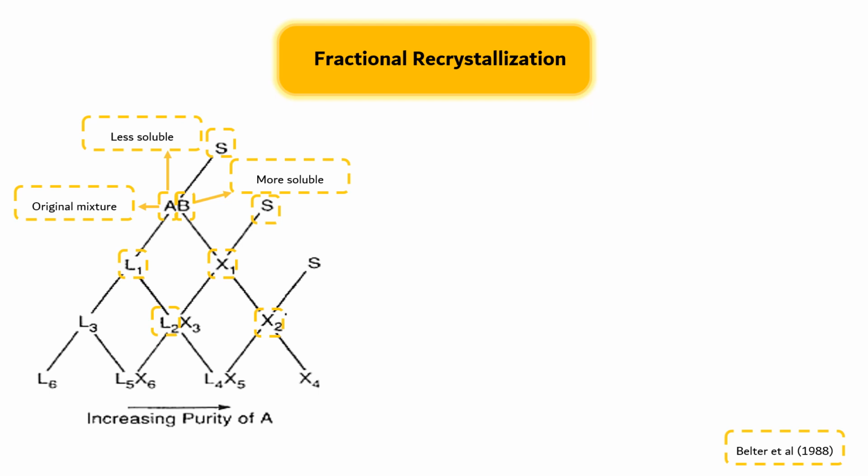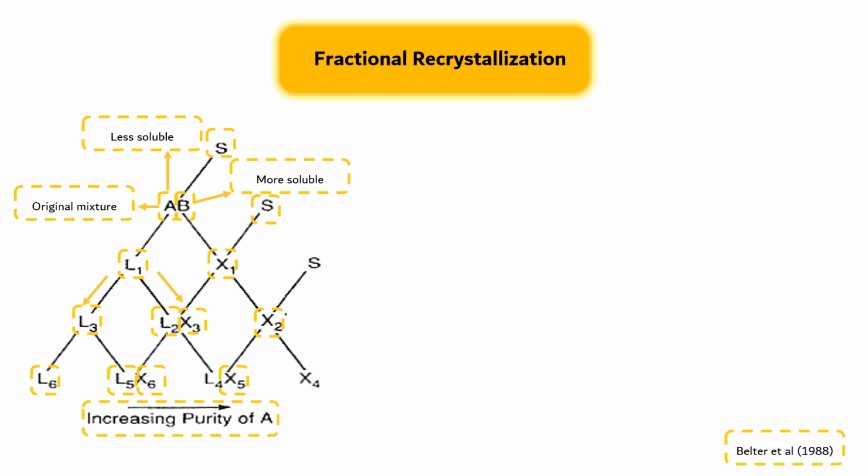Stripping of additional A from the mother liquors is accomplished by other applications. The liquor L1 is concentrated further to generate crystals X3 and the mother liquor L3. The crystals X3 are subsequently dissolved in the hot mother liquor L2. Crystallization from this newly formed solution yields another crop of crystals X5 and mother liquor L5. The mother liquor L3 is concentrated to obtain crystals X6 and liquor L6.